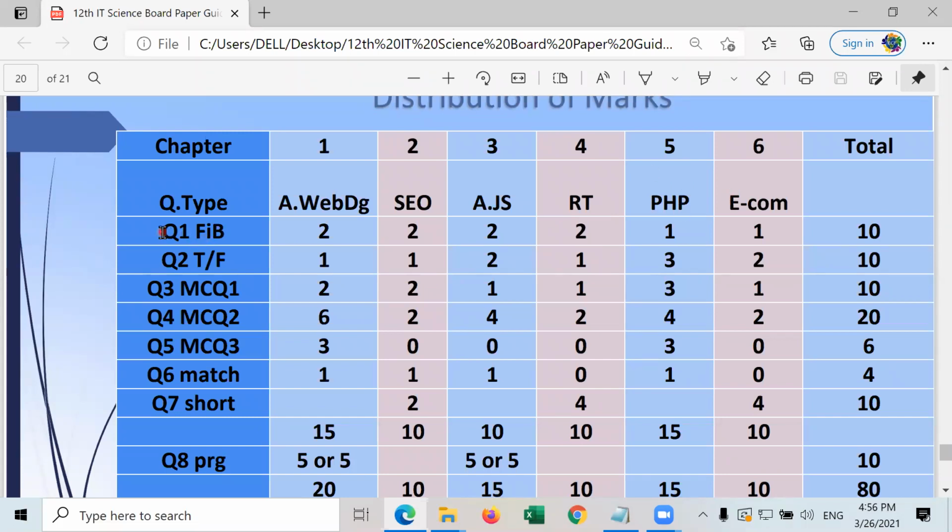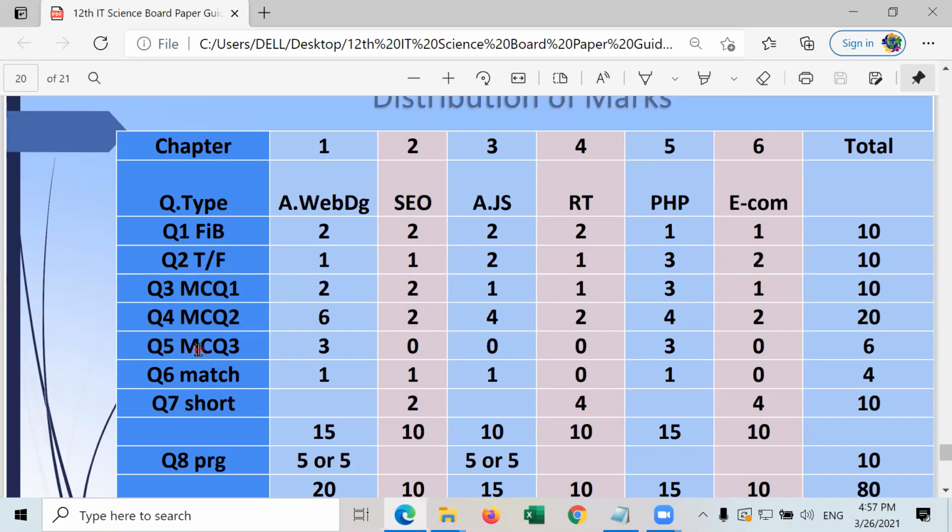Now remember, question number 1 is for fill in the blanks. You have to study all the chapters. See, you have to study advanced JavaScript, you have to study SEO, you have to study all chapters. For question number 2, that is for true and false, also you have to study all chapters. For question number 3, that is MCQ with one correct option, you have to study all chapters. For question number 4, you have to study all chapters.